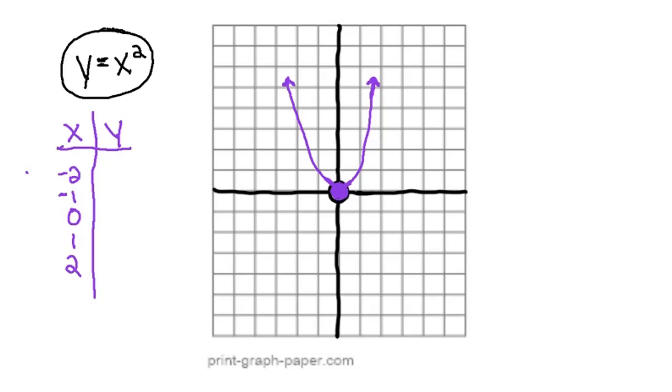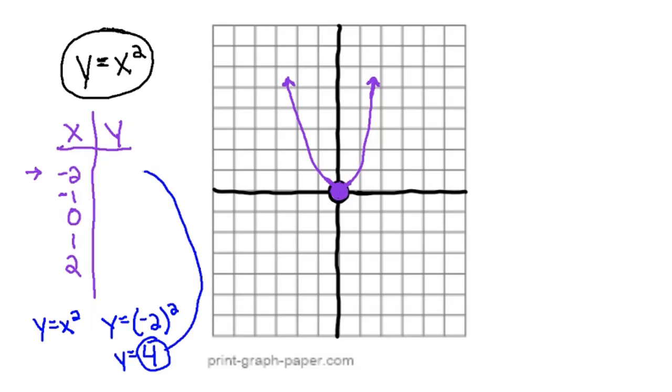So let's do the first one. If x equals -2, what does that make y? So we go down here, y equals x squared. So y would equal -2 squared. So what is -2 squared? -2 squared is 4. So y would equal 4. So we're going to write that up here in the chart. So when x is -2, y is +4.